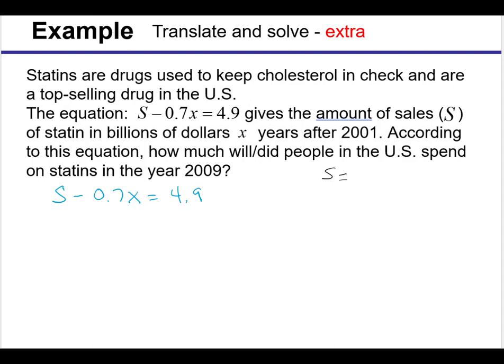So S equals the amount of money in sales in billions of dollars. So if S happens to equal 2, that means the company sold $2 billion worth of this medicine. If S equals 13, then they sold $13 billion worth of this medicine. Okay, so we know that from right here. It explained that.